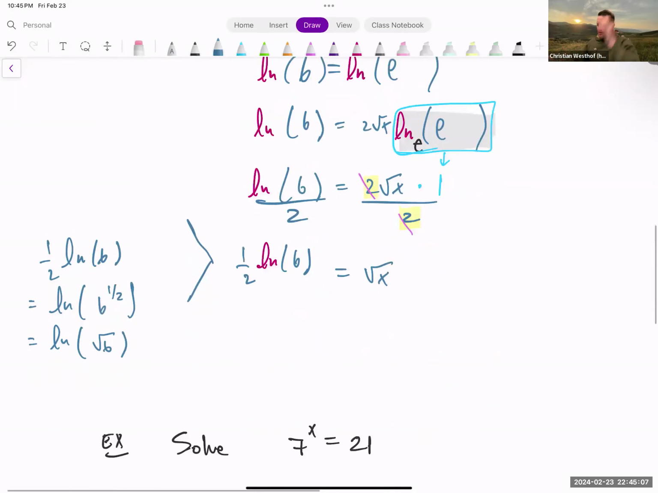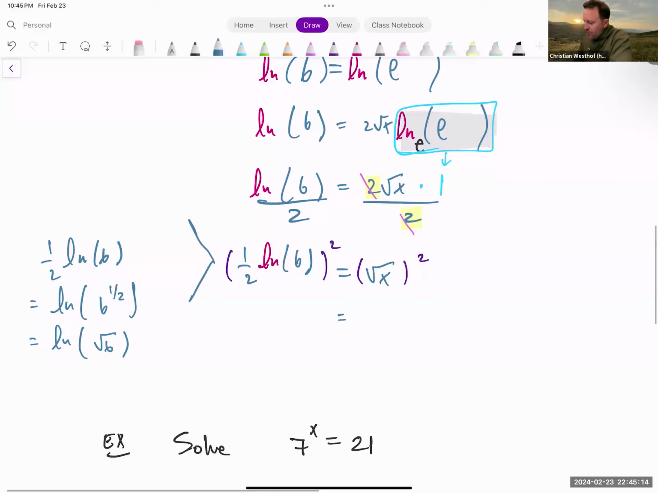Okay, then the last thing to do is to get x by itself. To do that, let's square both sides of the equation. So the right side becomes x, and on the left side, that exponent applies to the 1/2 and it applies to the natural log 6. So we end up with 1/2. Actually, I'm going to put that 2 back in the denominator like this.